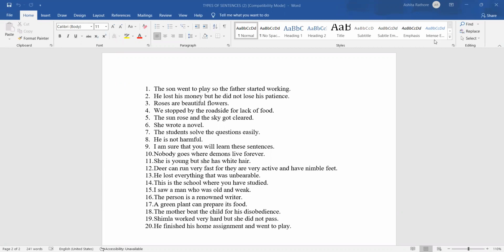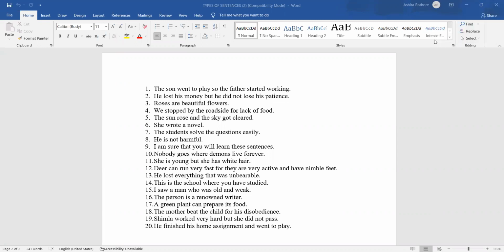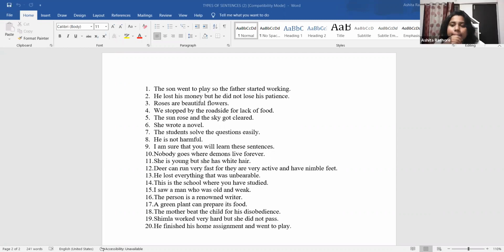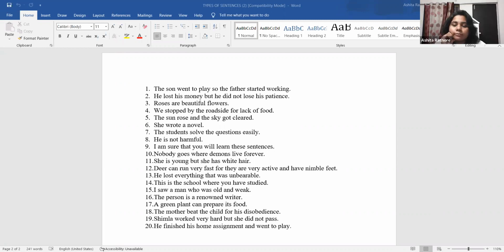This is the school where you have studied. A simple sentence. Why? Ma'am, because there's this subject and predicate only. Sorry? This is the school. Can it be an independent sentence?